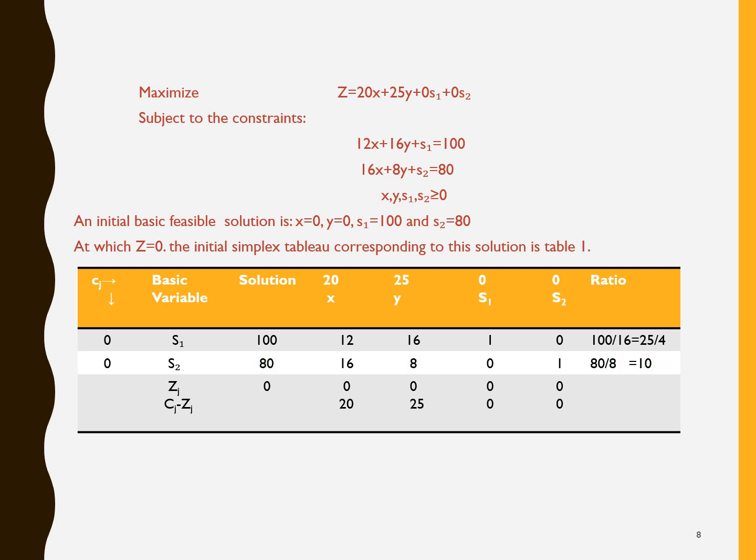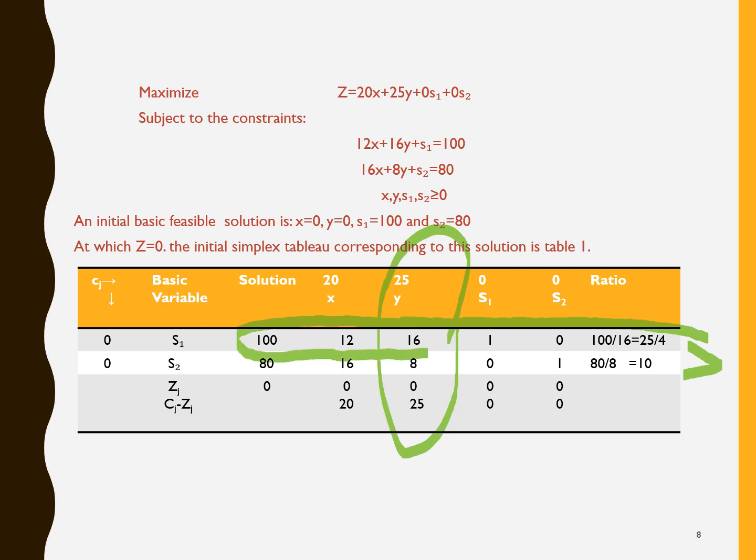Next step, we already have decided that this is going to be our key column. Now we have to find out, of these two, 25 by 4 and 10, which one is the smallest number. We found that 25 by 4 is the smallest number. So this entire row would become our key row. And the intersection of key row and key column, this 16, becomes the key element.